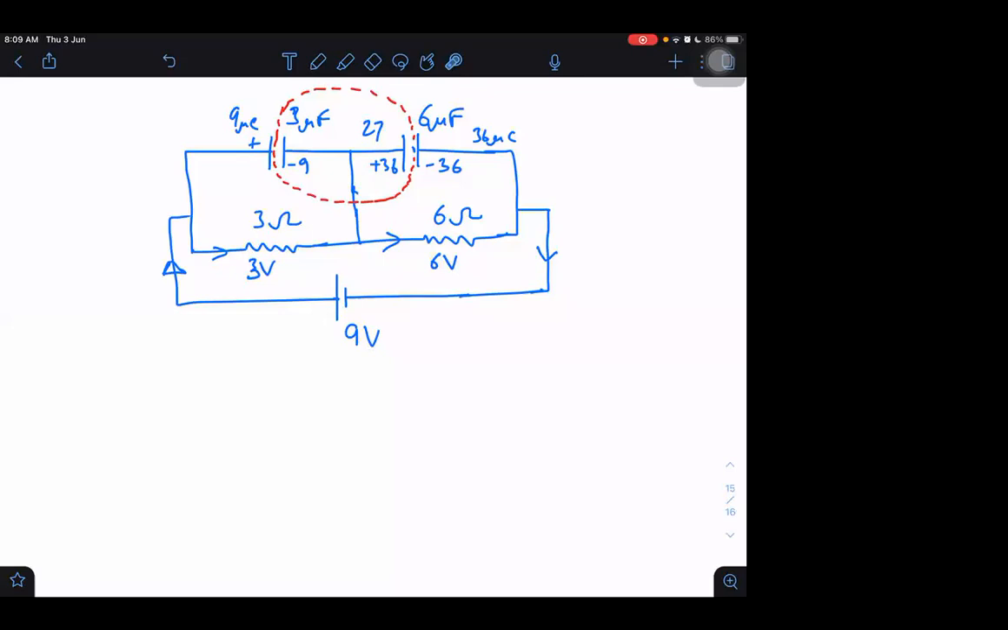Wait, let me read the question statement properly. They have nowhere mentioned after what time. They are simply saying what's the total amount of charge that flows from x to y. This is x, this is y. X to y flowing is minus 27. What's the amount of charge that flows from x to y? X to y, it will be minus 27. That's why it became plus 27 here.